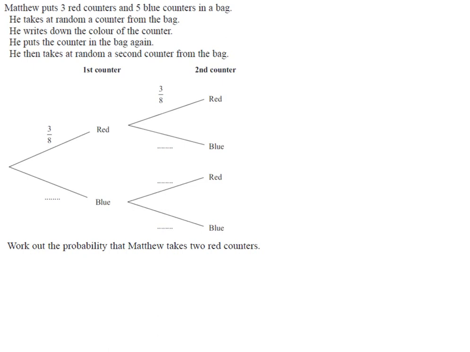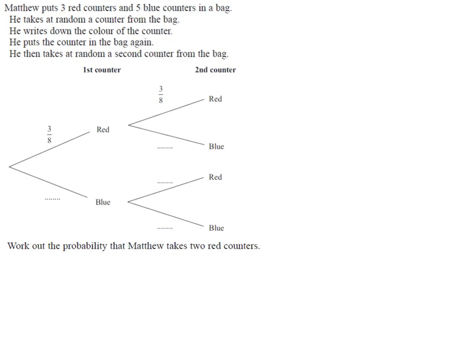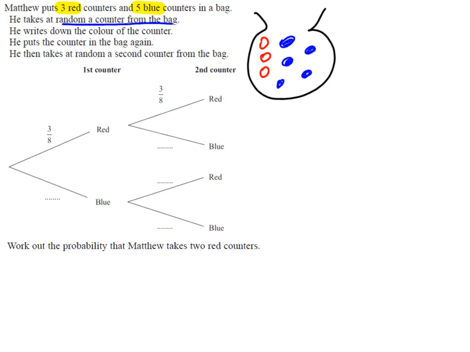Matthew puts 3 red counters and 5 blue counters in a bag. 3 red, 5 blue. You know what I'm going to do. It's going to be a diagram. 1, 2, 3 red, and 1, 2, 3, 4, 5 blue. Obviously, we'd shake up the bag a bit, make it fair. He takes at random a counter from a bag. Fair enough. He's going to take one out. He writes down the colour and he puts it back again.